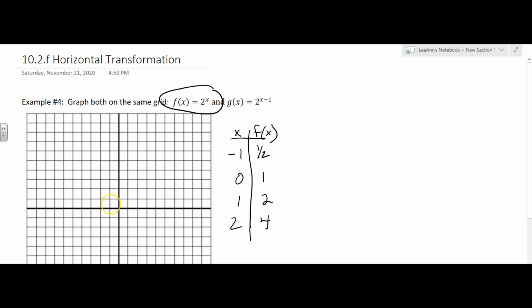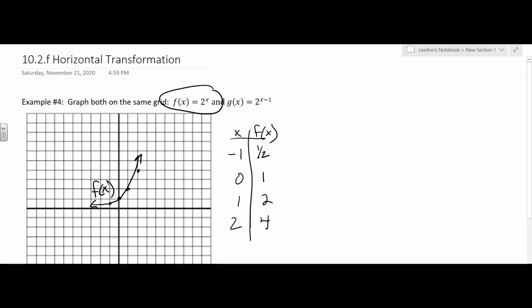So -1, 1/2 is like right there. 0, 1, 1, 2, and 2, 4. So we get this function to graph like this. And this would be f of x.